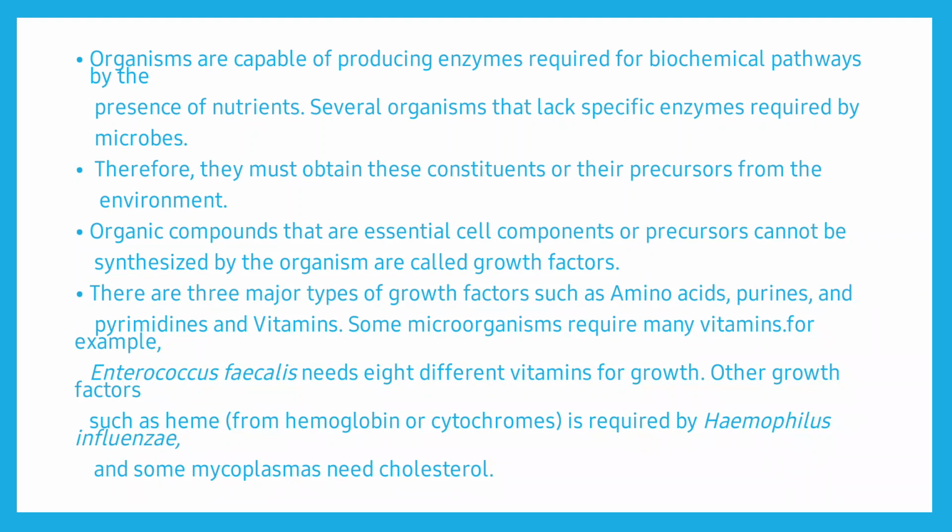Organisms are capable of producing enzymes required for biochemical pathways in the presence of nutrients. Several organisms lack specific enzymes required by microbes. Therefore, they must obtain these constituents or their precursors from the environment. Organic compounds that are essential cell components or precursors, which cannot be synthesized by the organisms, are called growth factors. There are three major types of growth factors, such as amino acids, purines and pyrimidines, and vitamins.